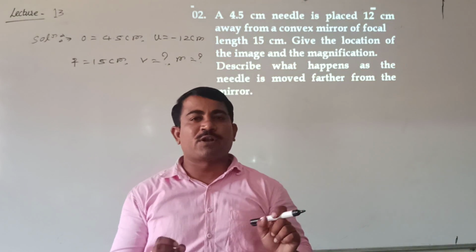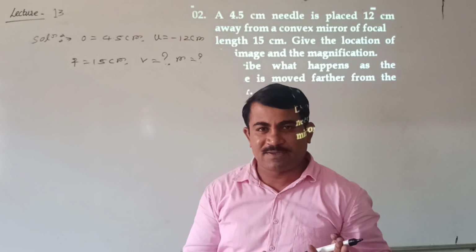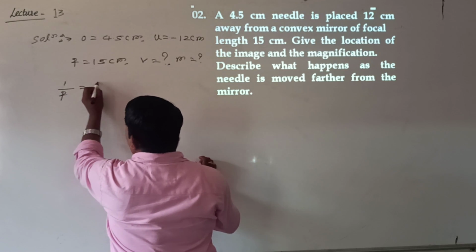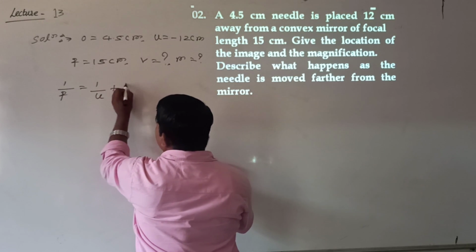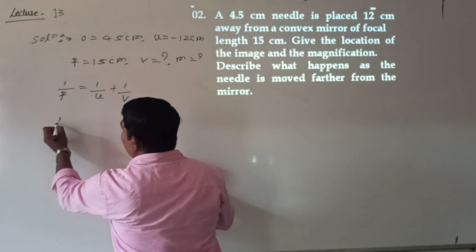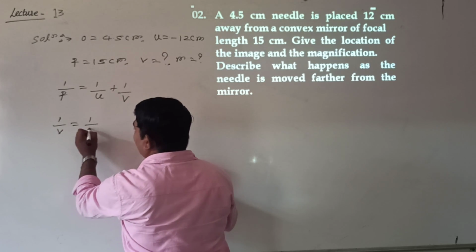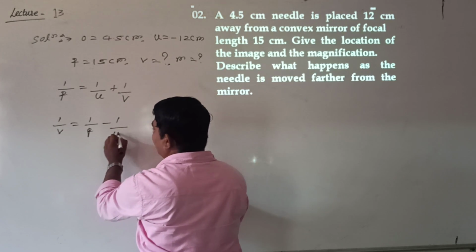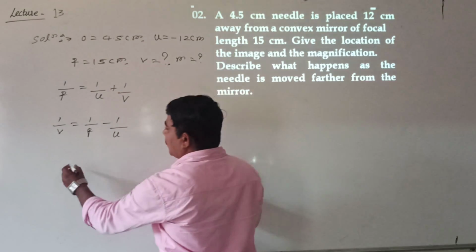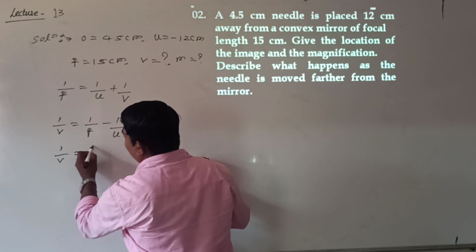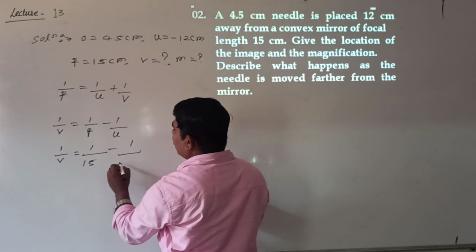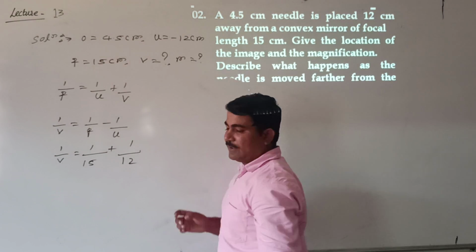Okay. Again for the convex mirror, let us use the mirror formula. What is the mirror formula? 1 divided by F is equal to 1 divided by U plus 1 divided by V. Location of the image we will see. 1 divided by V is equal to 1 divided by F minus 1 divided by U. So 1 divided by V is equal to 1 by 15 minus of U, which is minus 12. Minus into minus becomes plus, 1 by 12.